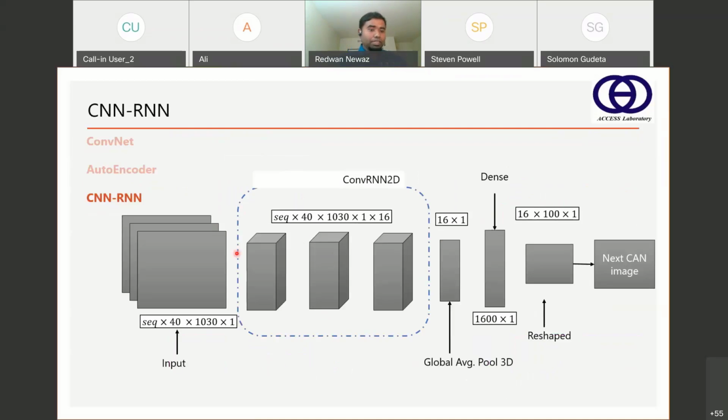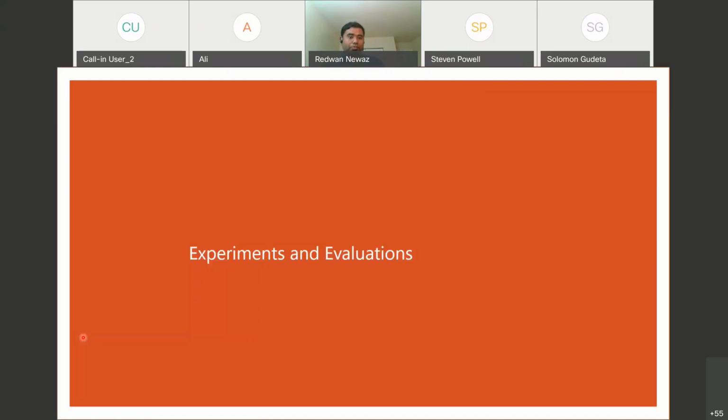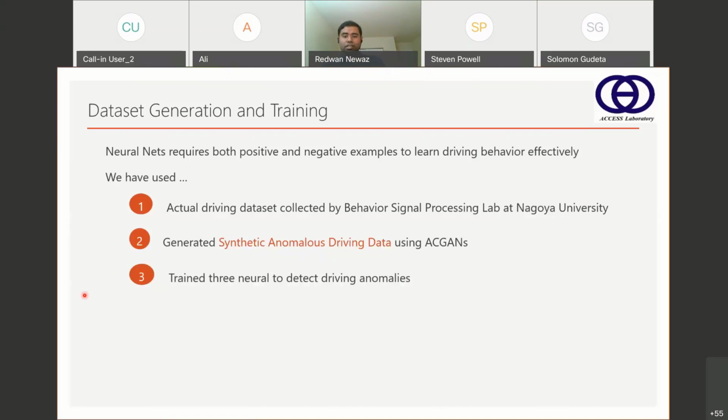And lastly, we have a CNN-RNN, which takes care of the sequence of information. In this network, we have all sorts of sensor information. We have depth information, we have the CAN image, we also have the camera image, and we fuse all this sensor information using a merge layer, which we call the shared layer. Then we learn from this shared layer, by fusing all this sensor information, what would be the next behavior for the driver for a particular instance. So let's talk about the experiment and evaluation. As I mentioned earlier, neural networks require both positive and negative examples to learn behavior effectively.